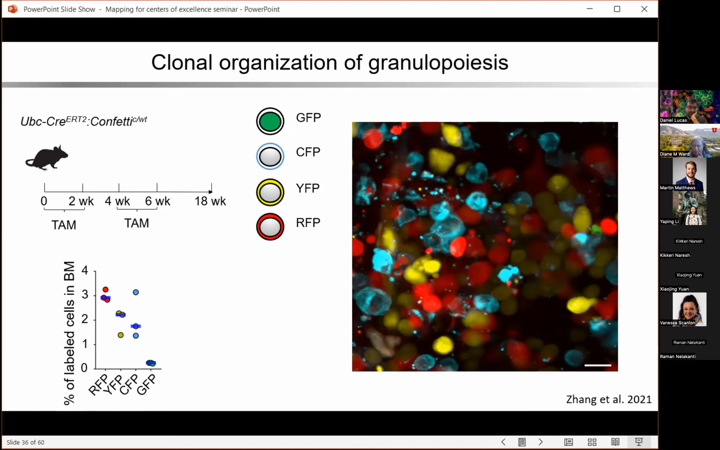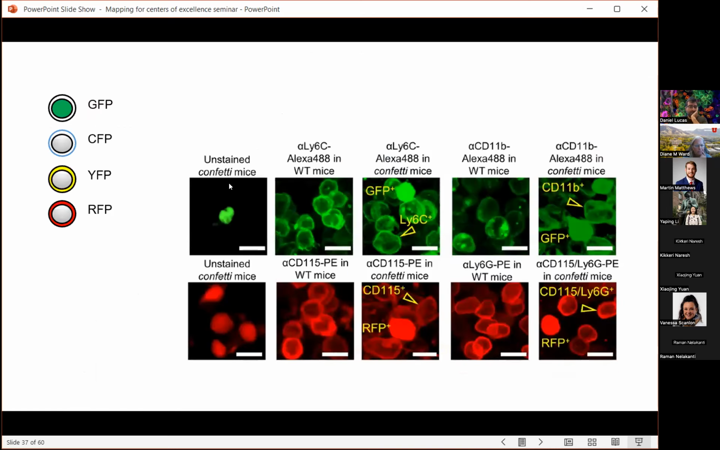So how can we get away with using confetti mice? What Ji-Yoon Chin realized is that if you image at sufficient resolution, you can distinguish the fluorescent signals from cells stained with the Alexa 488 antibody for GFP or PE for the RFP. Because this is a cytoplasmic signal, you can distinguish this from membrane signals. Same for nuclear versus membrane signals.